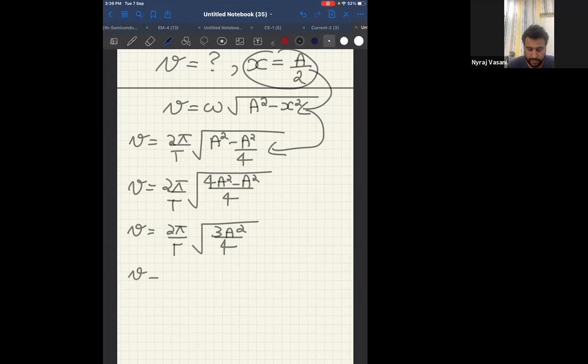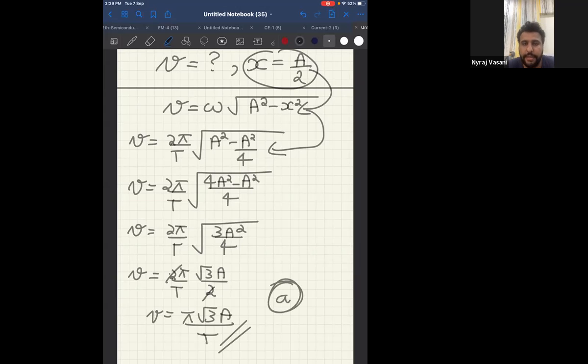or V is equal to 2 pi by t square root of 3, a square and square root will cancel by 2. 2 and 2 will cancel. Therefore, V is equal to pi into root 3a divided by t. Therefore, answer will be A. Check. Are you getting this? Yes, sir.